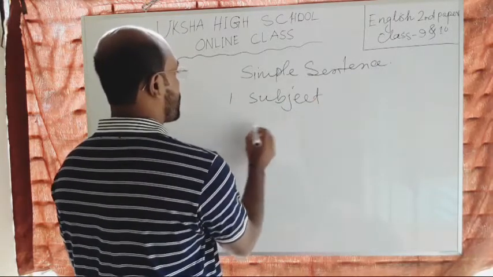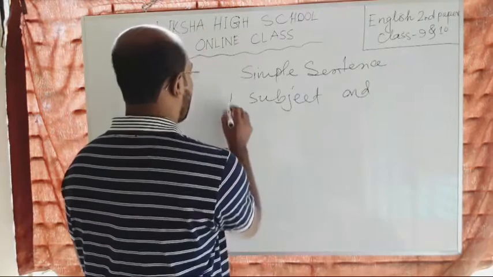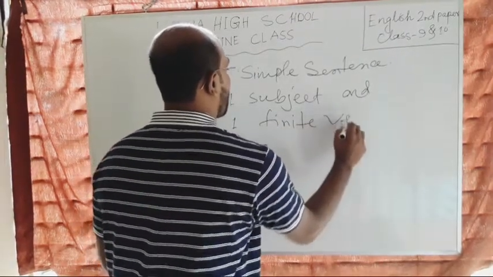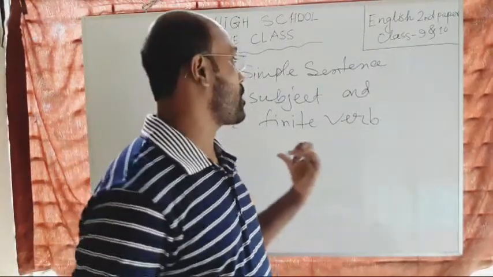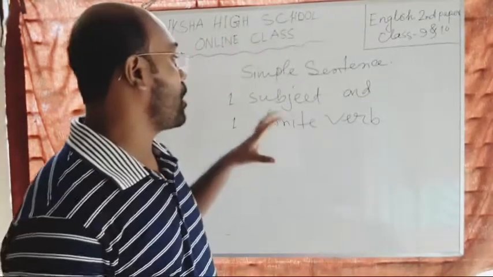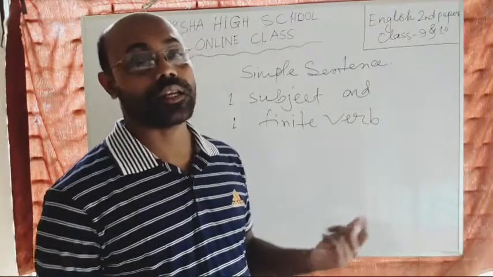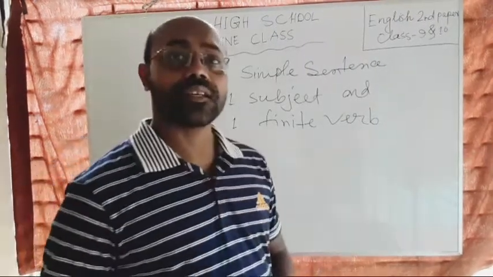One subject and one finite verb. When we see this in a sentence, then we will call it a simple sentence. I am giving some examples.